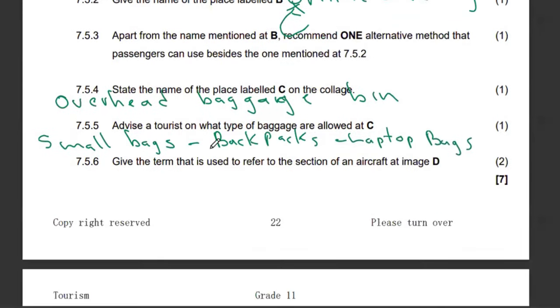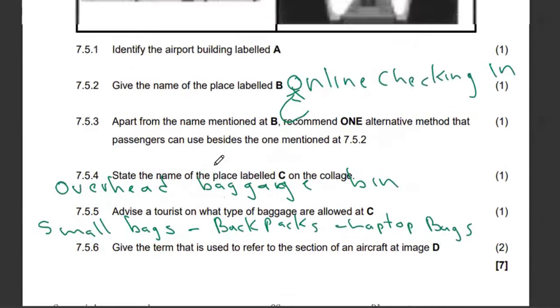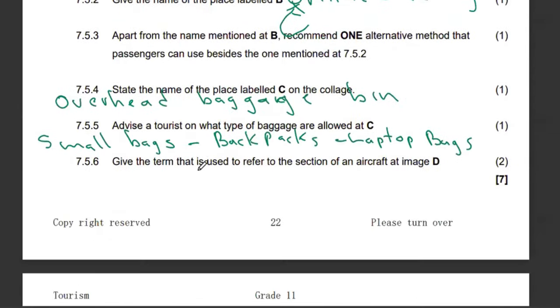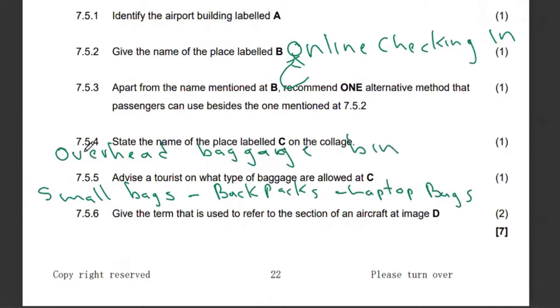Then give the term that is used to refer to the section of the aircraft written D. That is known as the cockpit. That section is known as the cockpit.